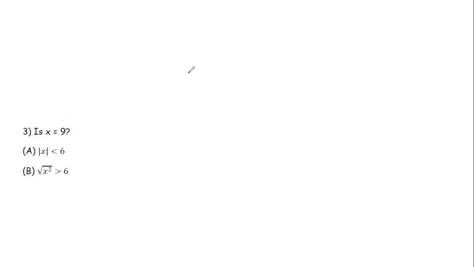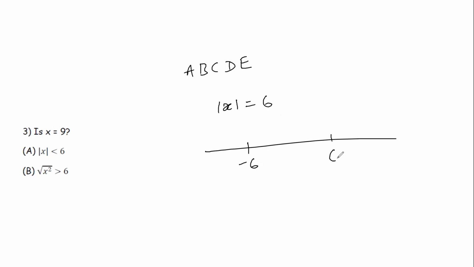Is x equal to 9? So we take the first statement: mod of x is less than 6. To solve this, we first take it equal to 6. So we know on a number line, x is minus 6 and 6. And since it is lesser than 6, it will be an empty circle.